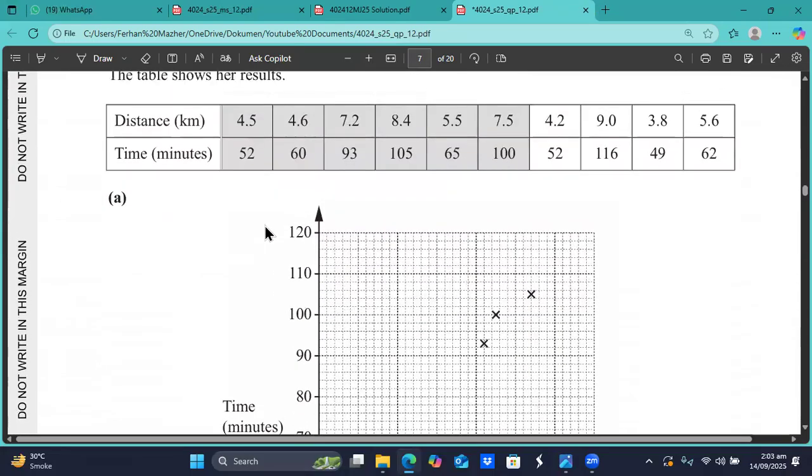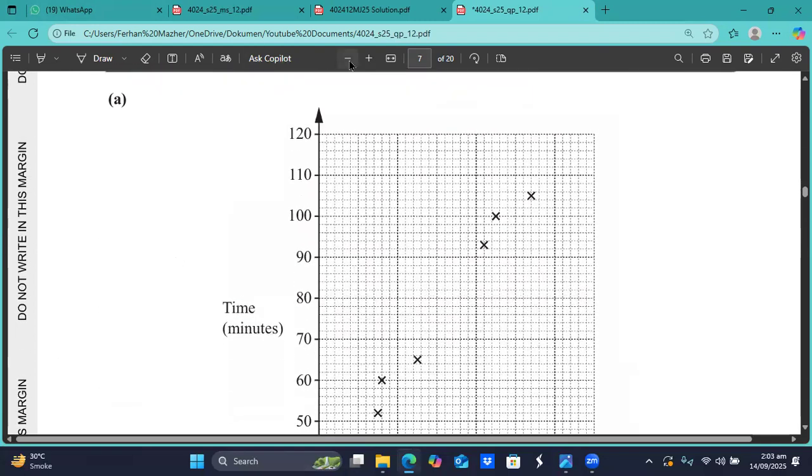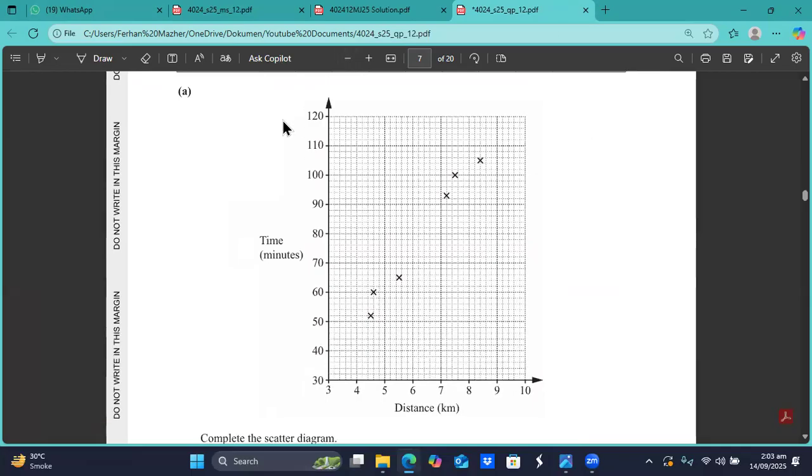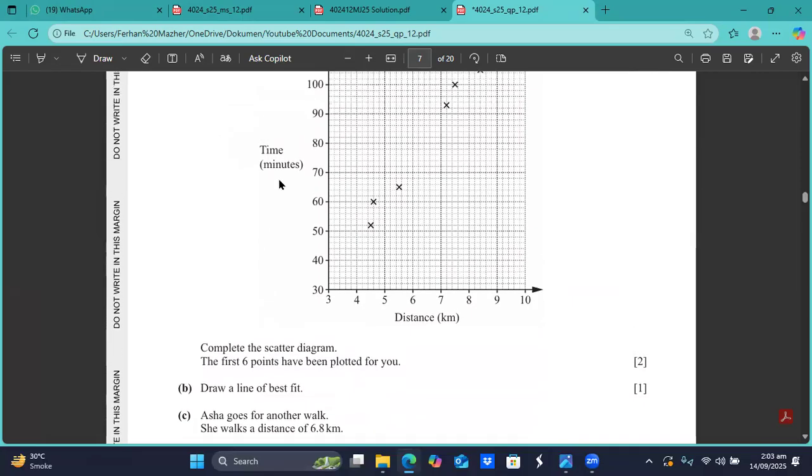Here we go. Now we have question number 8. It says, Aisha records the distance she walks and the time she takes for each of 10 walks. The table shows her results. So this is the distance she travels in her walk, and this is the time she took to complete that walk. Here we have time on the y-axis and the distance on the x-axis. Complete the scatter diagram. The first 6 points have been plotted for you.